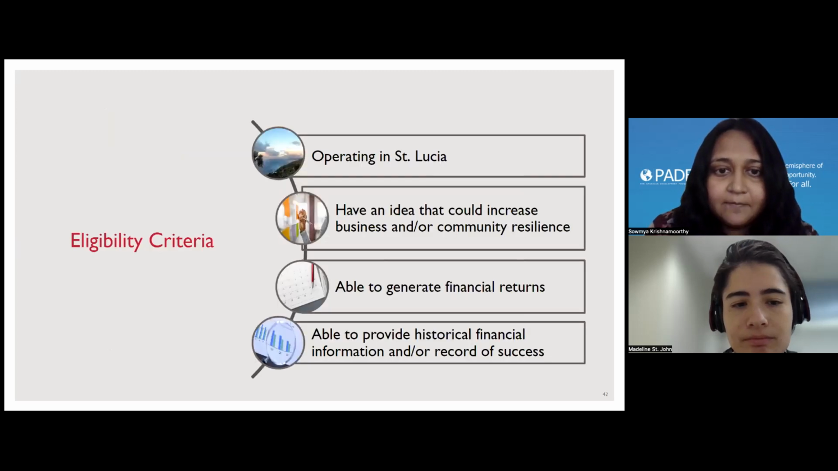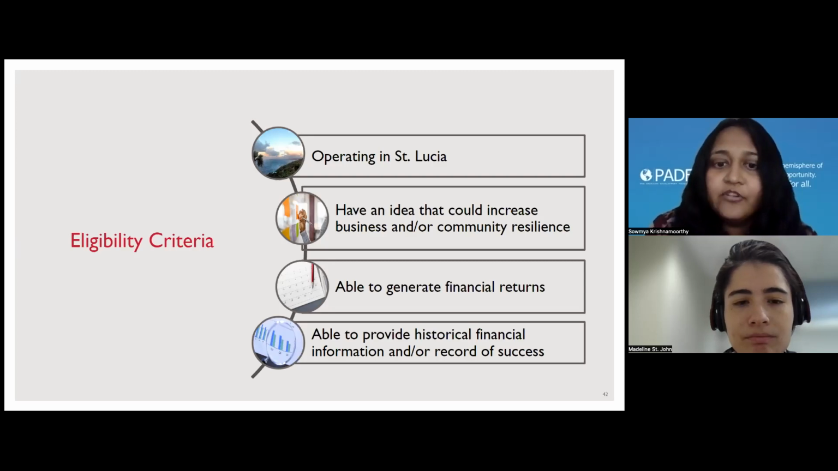Next slide, please. So the eligibility criteria for this round, so this is just launched in St. Lucia. We intend to have a more regional launch later. For this launch, you have to be operating in St. Lucia. You must have an idea that could increase your business and or community resilience. I want to stress this. Many businesses are often the cornerstone of their community's paths to relief, recovery, and reconstruction that Gerard pointed out. So if you're a business and you're planning an initiative that could have a huge impact on the community around you, then we're interested in hearing from you.